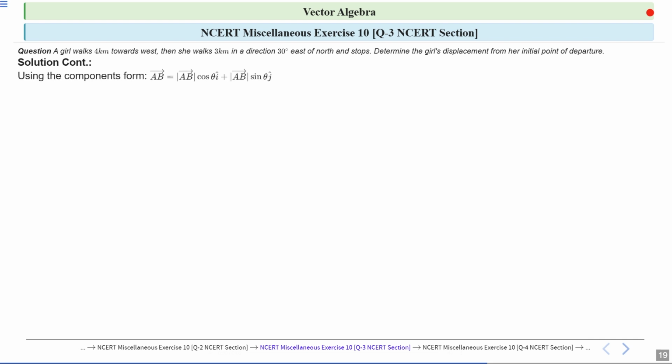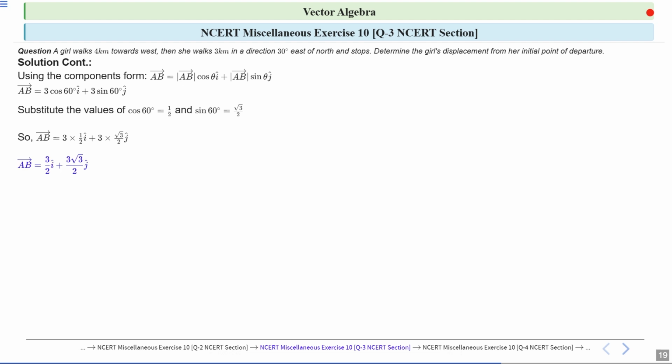Using the component form, AB vector is equal to magnitude of AB cos theta i cap plus magnitude of AB sin theta j cap. AB vector will be equal to 3 cos 60° i cap plus 3 sin 60° j cap. Substituting cos 60° equals 1 by 2 and sin 60° equals root 3 by 2, AB vector equals 3 into 1 by 2 i cap plus 3 into root 3 by 2 j cap. So AB vector equals 3 by 2 i cap plus 3 root 3 by 2 j cap.